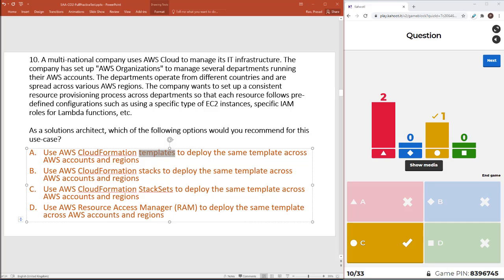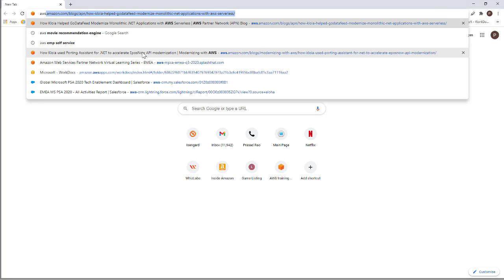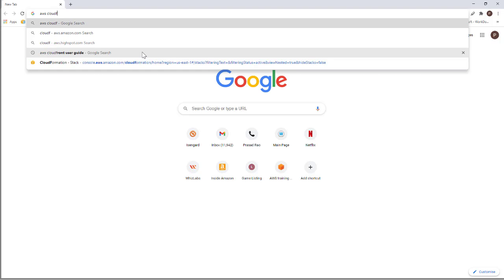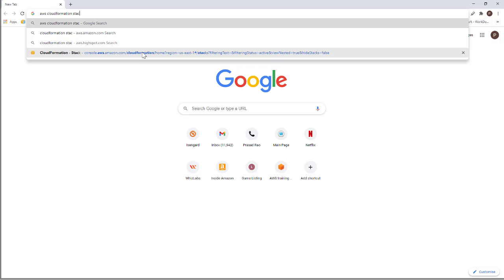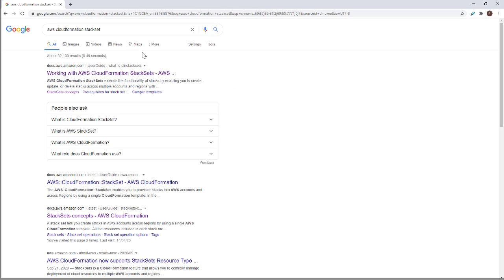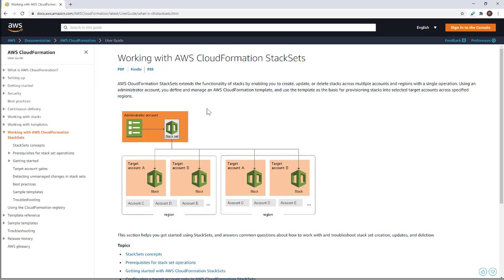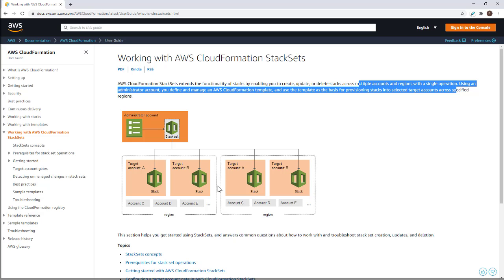Let me Google that and show it to you. It might be easier. CloudFormation StackSet. If you have not heard of this term before, StackSet extends the functionality of stacks by enabling you to create, update, and delete stacks across multiple accounts and regions with a single operation. So if you want to do it across multiple accounts and regions, StackSet is the way to go.